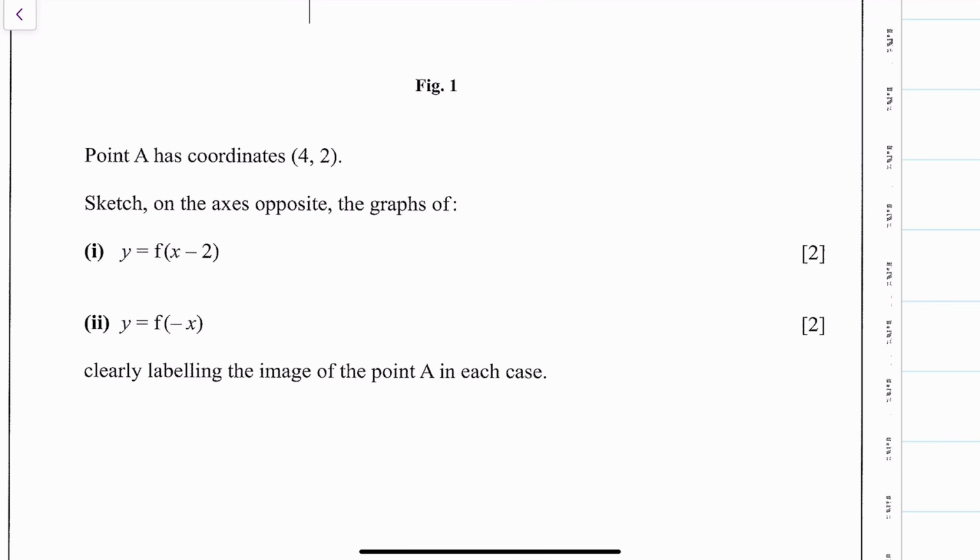Now generally the rule is, if you've got your thing inside the bracket, then it's in the horizontal plane and it's awkward. So here, minus 2 inside the bracket actually moves it right by 2 units. And this one inside the bracket is a reflection horizontally. That's how I think about it, but it really is a reflection in the y-axis, I suppose.